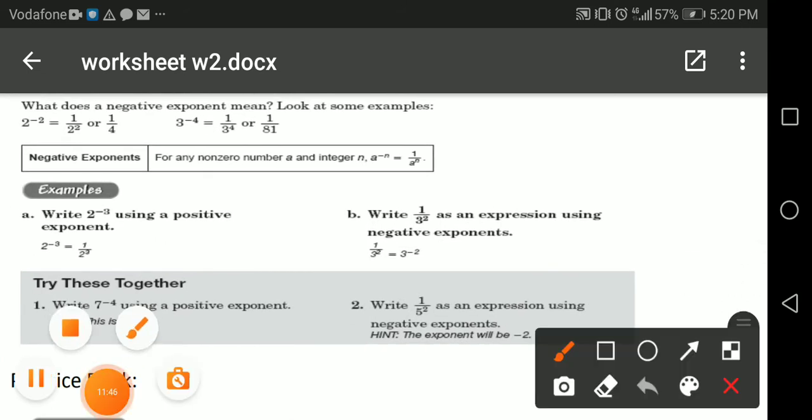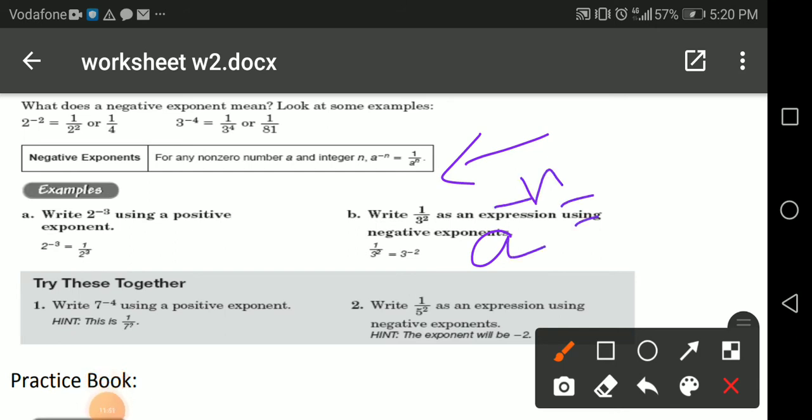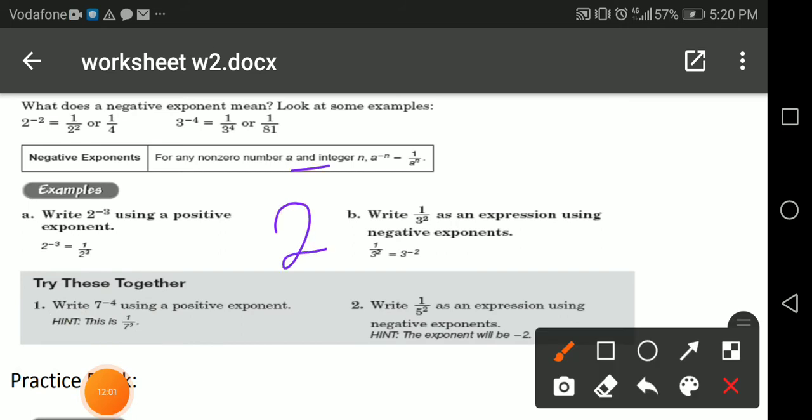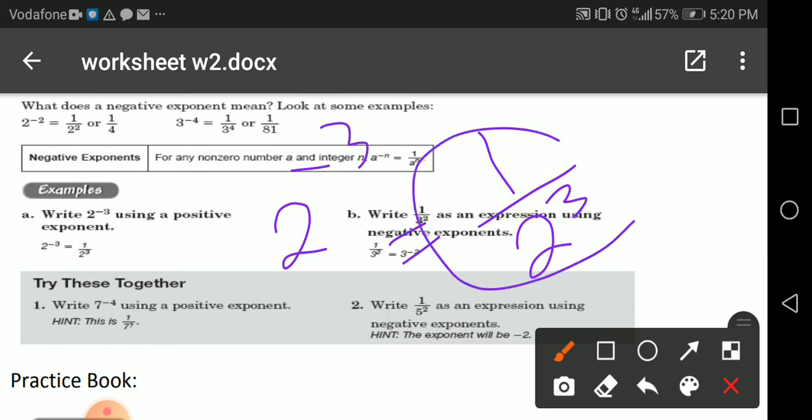As you see, this is the rule, guys. If you have a to the power negative n, I make them upside down, 1 over a to the n. Okay, guys, let's see some examples and solve them easily. We have here 2 to the negative 3 power. So I will do it as 1 over 2 to the third power. Okay, guys, it's easy as this.